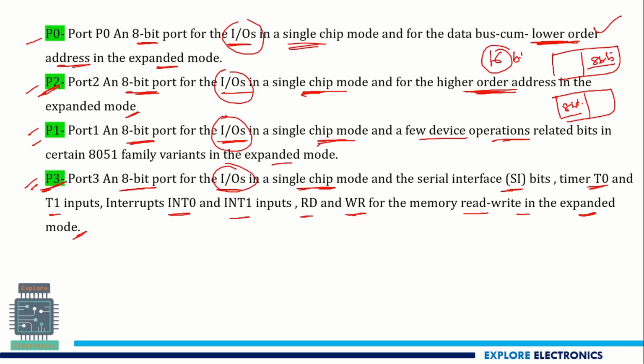If you want to use the port for the serial interface, like UART communication for transmission and reception, we are going to use the port 3.0 and port 3.1 pins, 2 pins. In such cases, we call it the expanded mode of operation. Suppose we want to treat those pins not as P3 but as INT0 and INT1 inputs, then we say it is in expanded mode. Like that, we are going to use the ports.